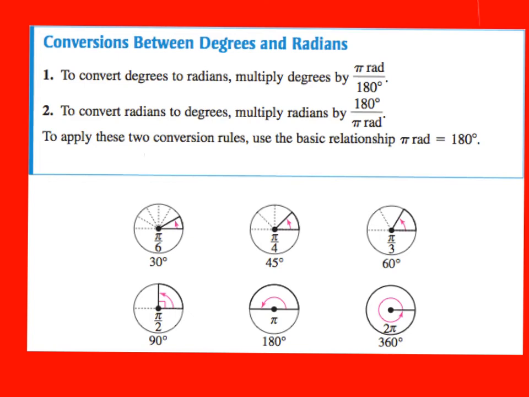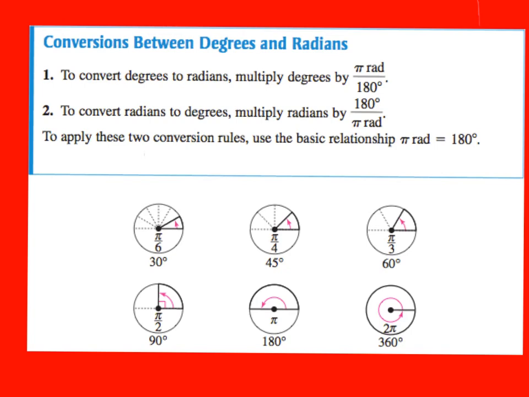From degrees to radians and radians to degrees. Okay, so we're going to do a little bit of unit analysis. 180 degrees is the same thing as what? As pi. All right, it's the same thing as pi. So if I have to convert from degrees to radians, I multiply by pi radians over 180 degrees.